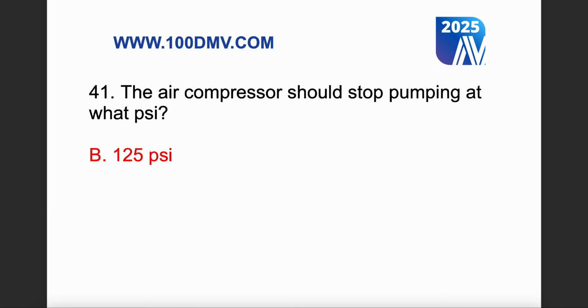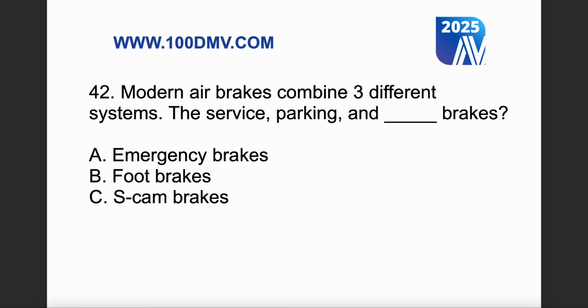42. Modern air brakes combine three different systems: the service, parking, and all-one-knee brakes. A. Emergency brakes. B. Foot brakes. C. S-cam brakes. Correct answer A. Emergency brakes.